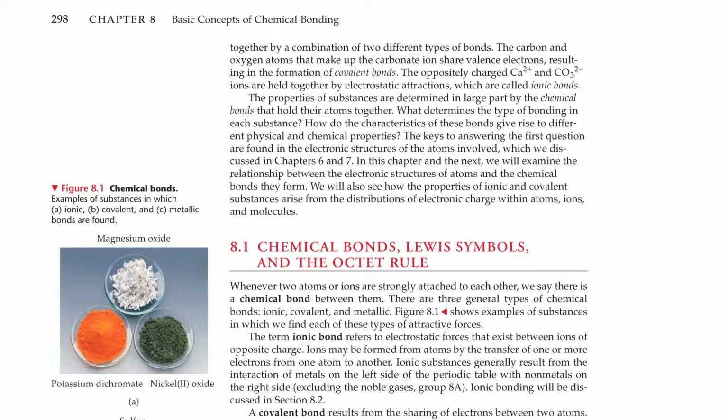In this chapter and the next, we'll examine the relationship between the electronic structures of atoms and the chemical bonds they form. We'll also see how the properties of ionic and covalent substances arise from the distributions of electronic charge within atoms, ions, and molecules.